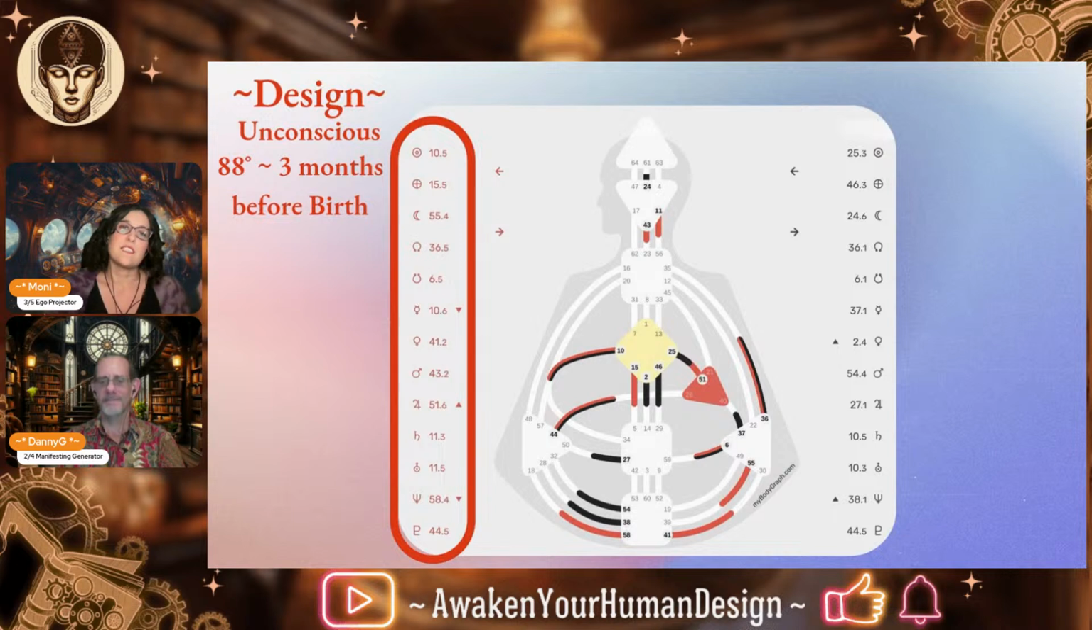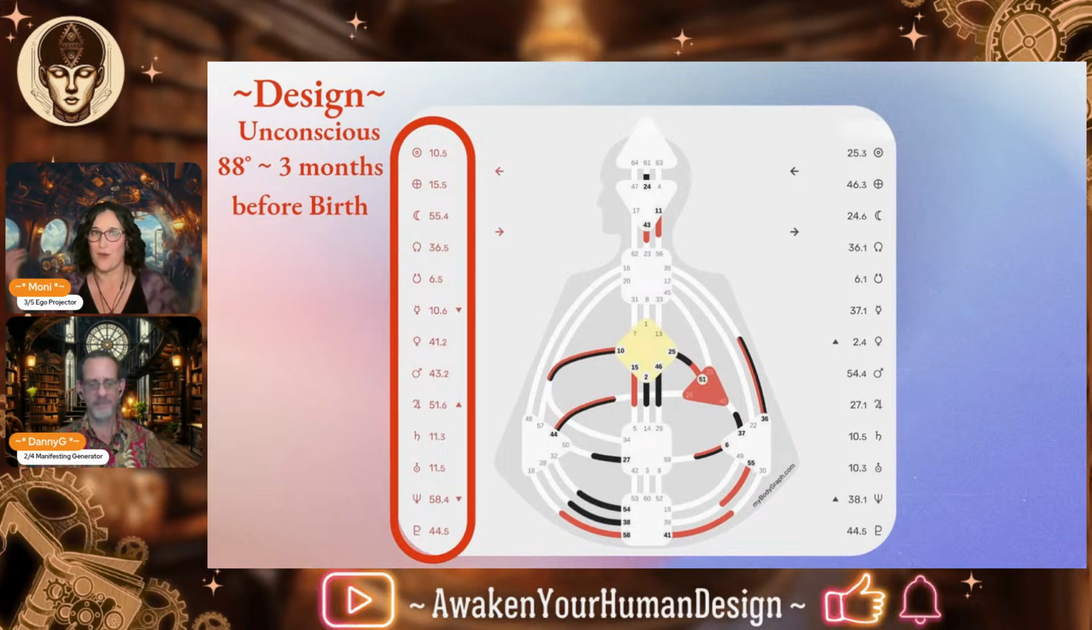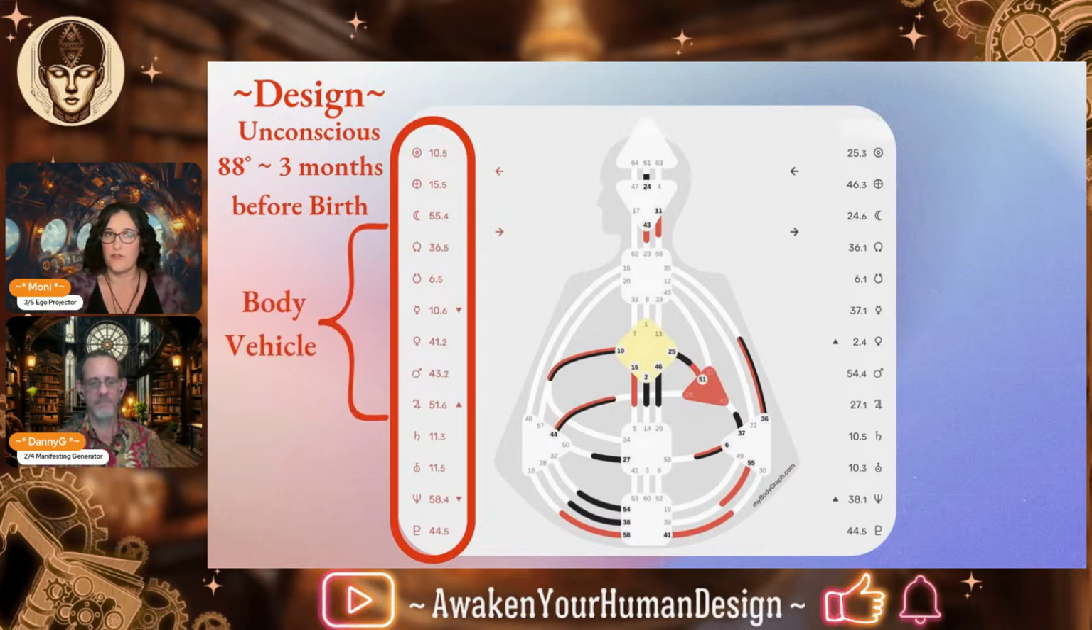And so this information is determined 88 degrees or 3 months before birth. So if you imagine a circle of 360, half of a circle is 180, and a quarter of a circle is 90 degrees. So it's a little bit less than a 90-degree angle. It's an 88-degree angle that's determined of where the planets are 3 months before your birth. And this side tells you about the body. It's about the vehicle. It's about the physical, right?